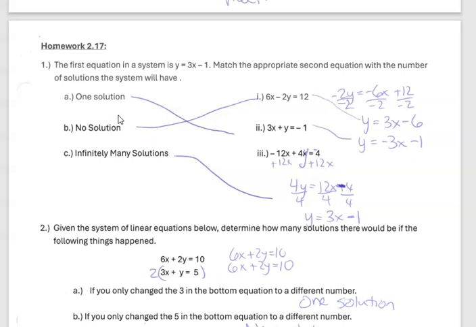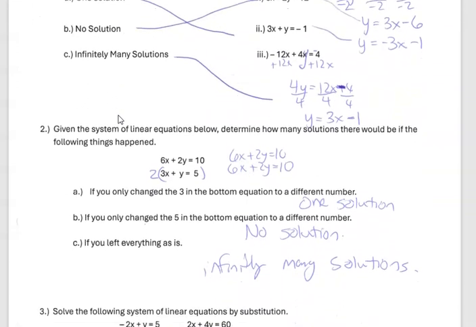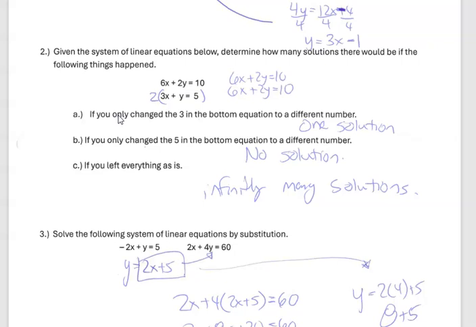And then the next one ends up with the same y-intercept and the same slopes. The lines are on top of one another, and that would be infinitely many. Now on number 2, it says given the following system, determine how many solutions there would be if the following things happened. So I decided to multiply by 2 just to figure out what the equations would look like.